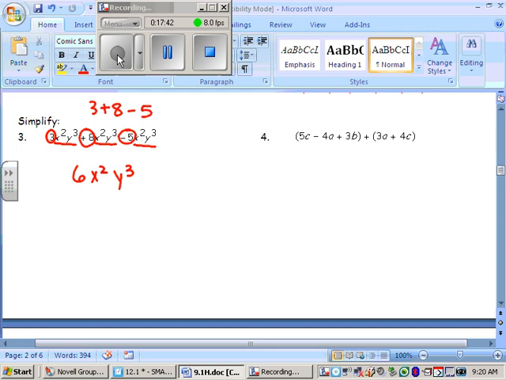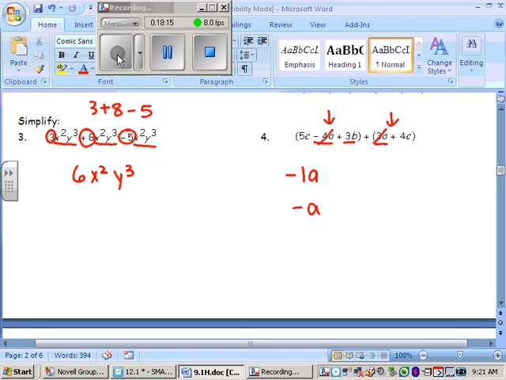Number 4 is similar to number 3, except for we have a trinomial being added to a binomial. So again, we're going to start, and this time, because it has a variety of variables, we're going to put them in alphabetical order, which is how we would put them in standard form. So when you have multiple variables like this, always start with the letter that comes first in the alphabet. So if we combine the negative 4 and the 3, so negative 4 plus 3, we would get a negative 1a, which is the same as negative a.